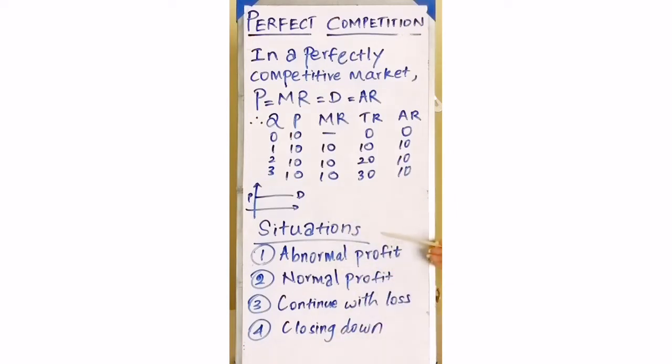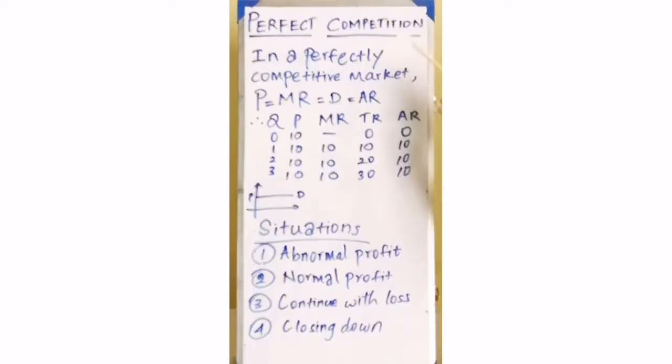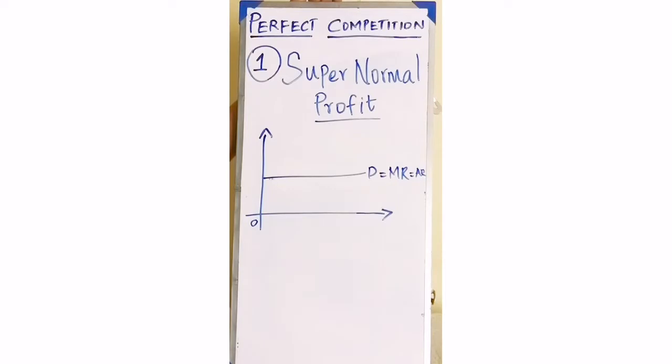The second is the normal profit, the third is incurring losses but still continuing the production, and the fourth situation is closing down the entire production. Right. Now we are going to see the situation of supernormal profit. In a situation of supernormal profit, the seller will get a particular amount of profit from his production. So we'll see how it could be explained.